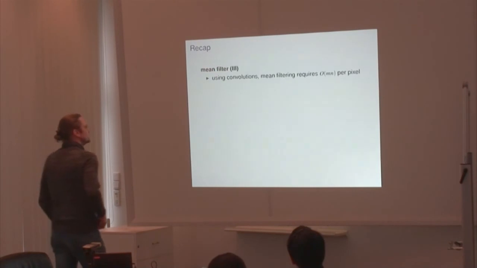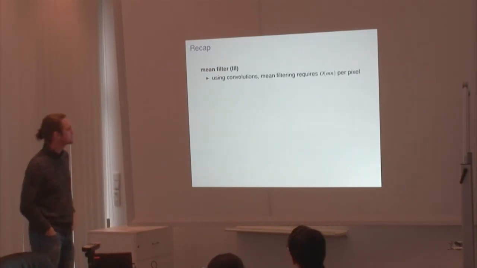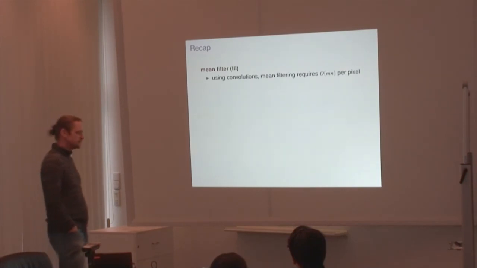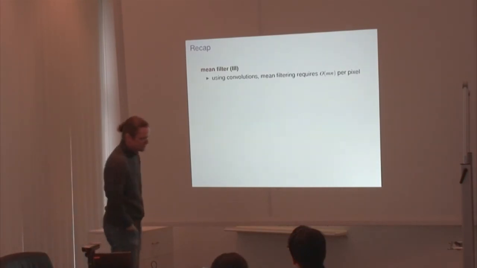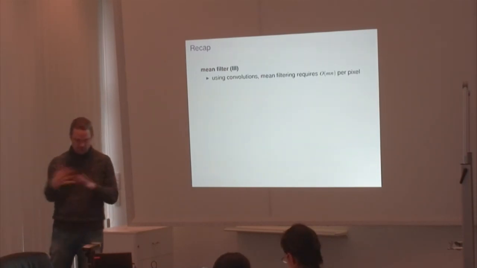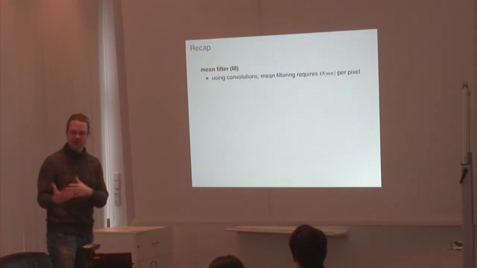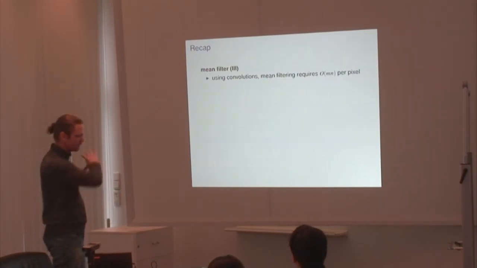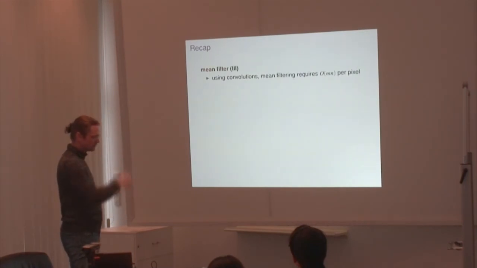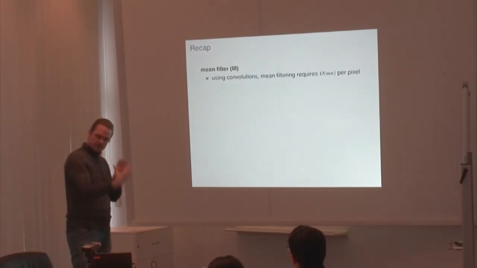We went on studying the complexity of this idea, and we consider these mean filters in terms of convolution masks and convolve the image with these masks. We know that the effort per pixel is of the order m by n, because we have one outer for loop, two for loops, one over the rows, one over the columns of the image.